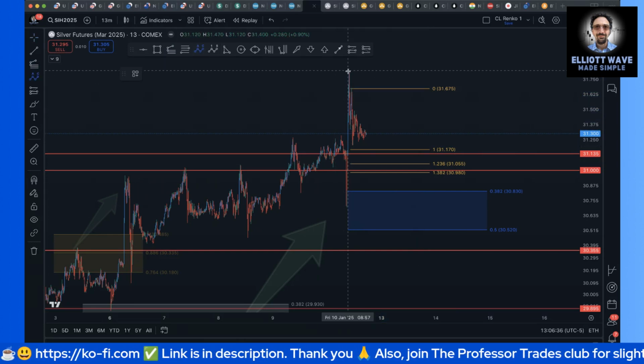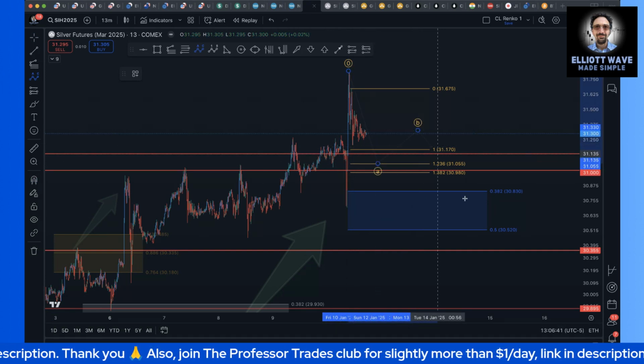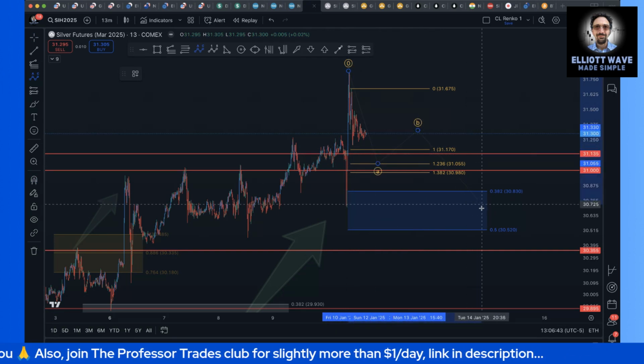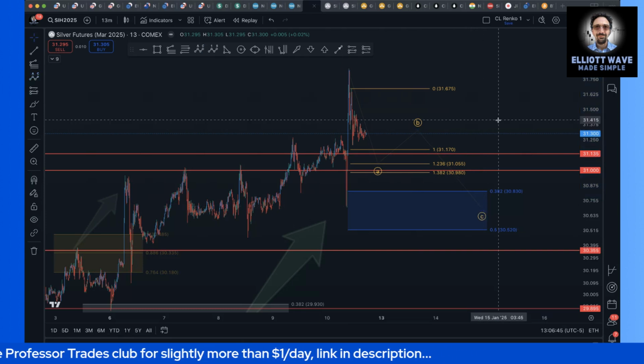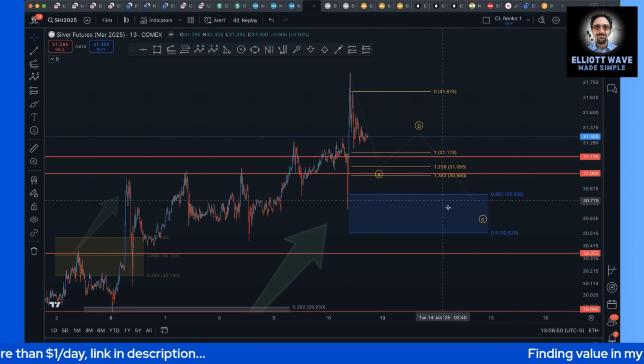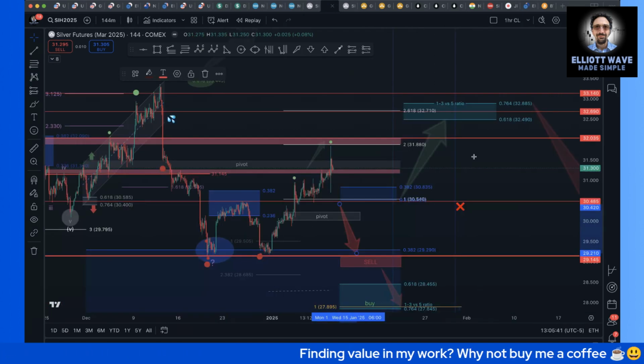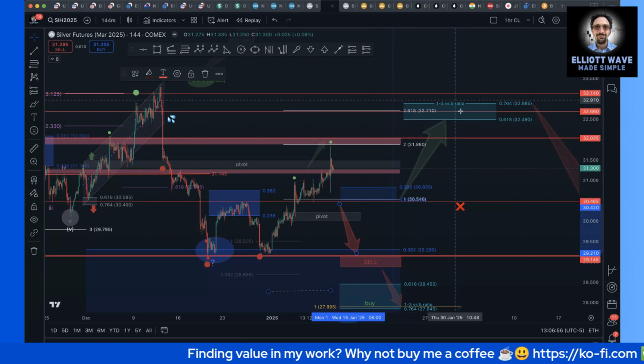Kind of like this, somewhere down here for an A wave, and then a B, and then come down somewhere down into here for a C wave. That would be ideal. A, B, C, a 3-wave correction into the blue box for a 4th wave, and then one final wave up into this zone.